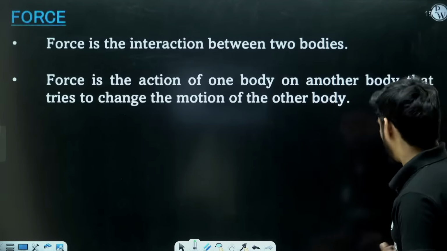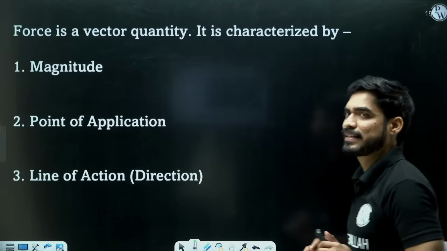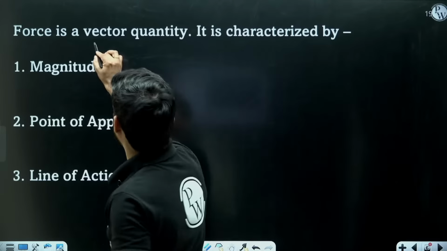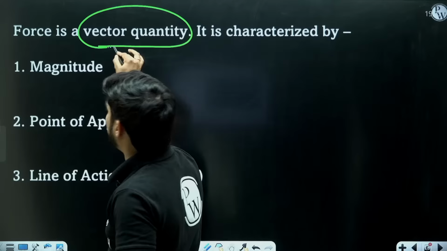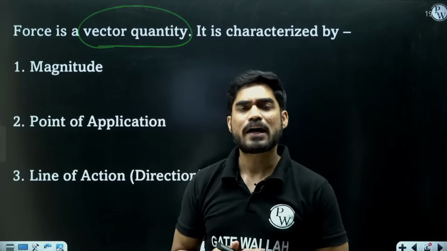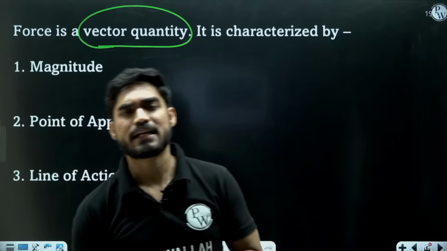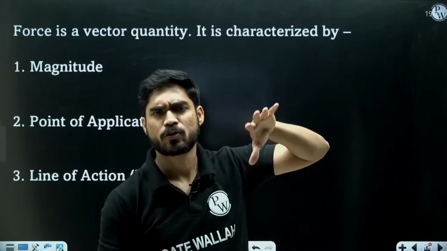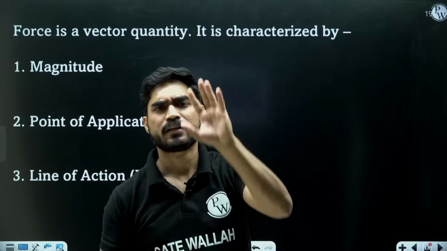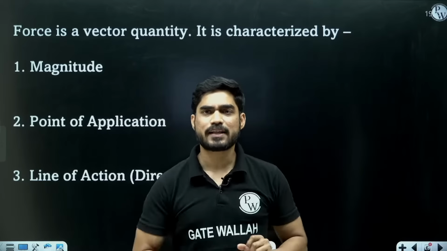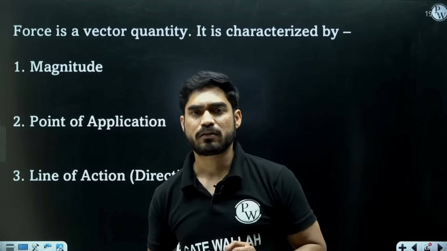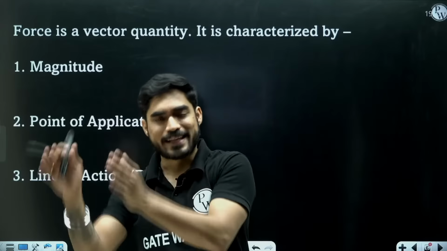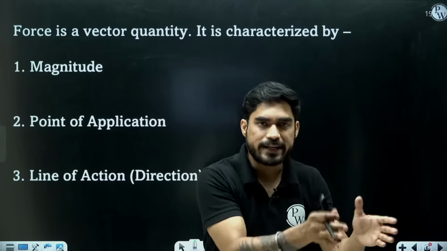Okay. Now, force is basically a vector quantity. What do we mean by vector quantities? See, physical quantities are divided into two types. Although there is a third category, but I am not going to talk about that third category. So basically, all these physical quantities are divided into two categories: scalar quantities and vector quantities.